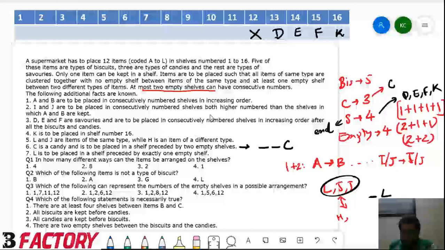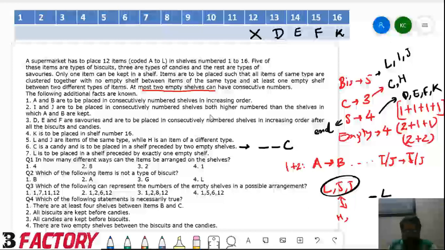Now we have to identify types. Savories is covered. Now we have to find biscuits and candies. C is definitely a candy. L, J, I are of the same type. If L, I, J are the same type as candies, the number of candies will become 4, which is not possible. So L, I, J belong to biscuits. That means H is of a different variety, so H will become a candy.